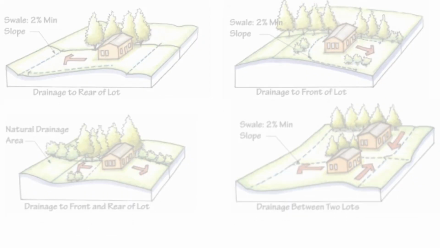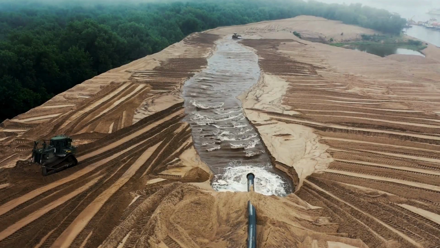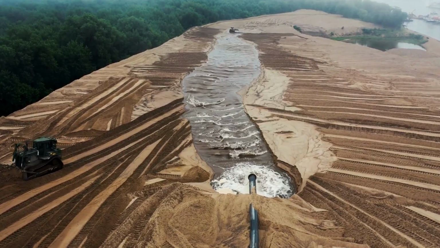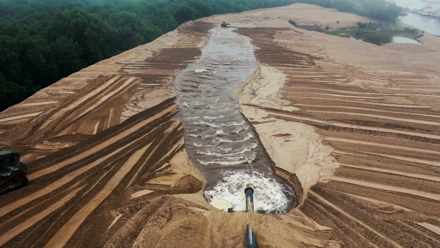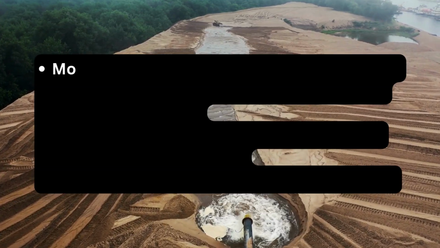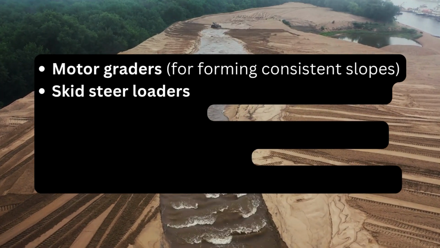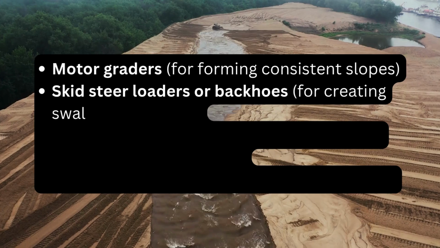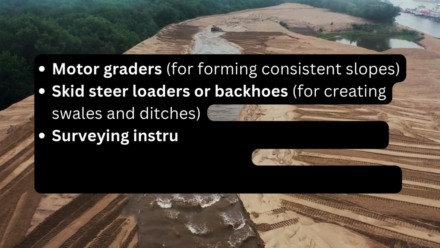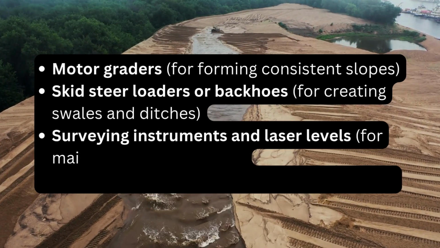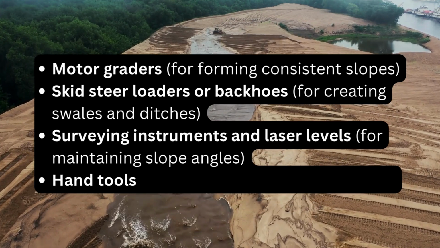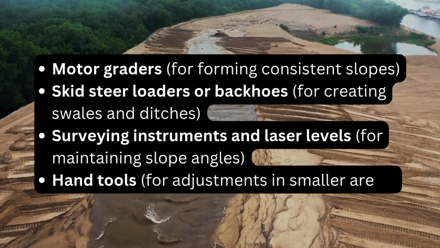In drainage grading, the focus is on shaping the land to control surface runoff. The equipment commonly used includes motor graders for forming consistent slopes, skid steer loaders or backhoes for creating swales and ditches, surveying instruments and laser levels for maintaining slope angles, and hand tools for adjustments in smaller areas.